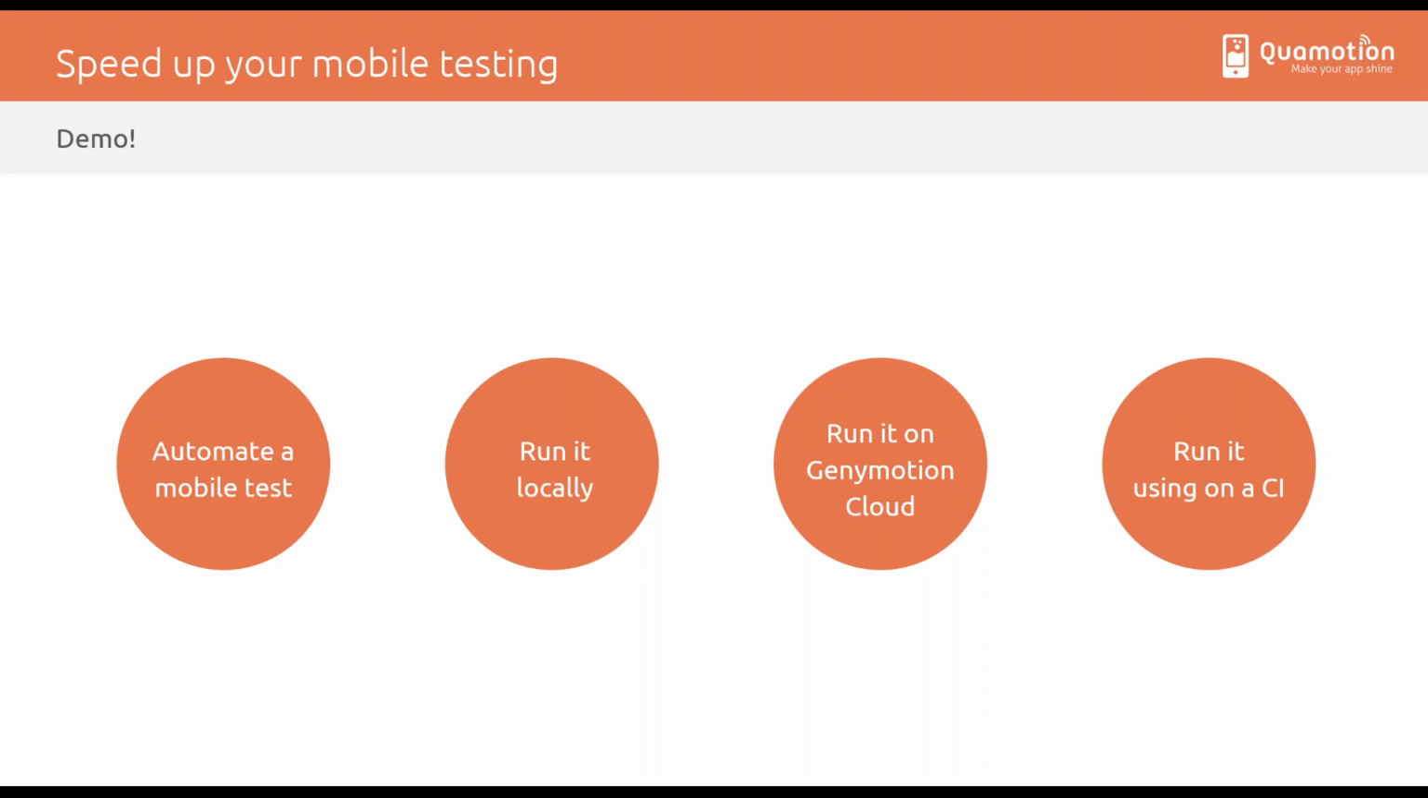Next, I'll run that test locally on my computer here at my desk, and then I'll upload it to the Quamotion cloud, and I'll run those tests on devices hosted in Genymotion cloud. So I'll run the test on Android emulators powered by Genymotion. And then finally, I'll end the demonstration with an example of how you can use that in a continuous integration workflow as well. And I'll do that using the Bitrise CI environment.